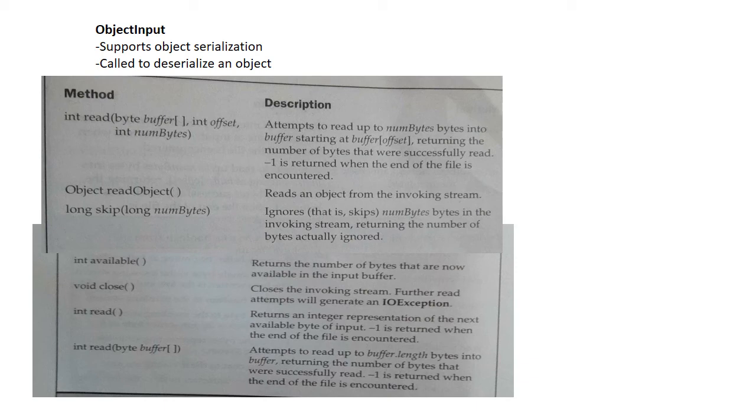Some of the methods are int available. It returns the number of bytes that are now available in the input buffer. Void close. It closes the invoking stream. So after closing the stream, if you further try to read the stream, it will generate an IOException. Then we have int read. It returns an integer representation of the next available byte of input, and -1 is returned when end of the file is encountered.